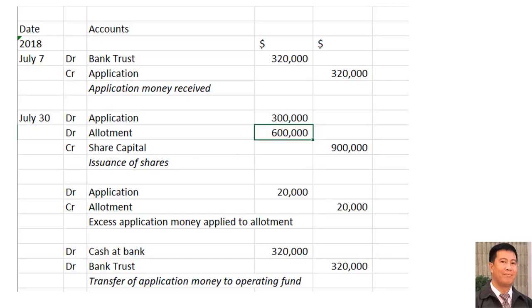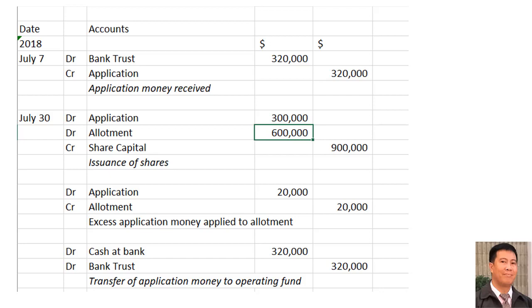So 7th July, you received the money. Okay, so before you record it at cash at bank, put it at bank trust. Okay, so for those who had studied company law, this is the first procedure. Before you transfer it to cash at bank, it should be placed into bank trust. So we can be assured that the shares will be distributed before the money will be used. So in this case, we have $320,000. So that's the amount that they received.